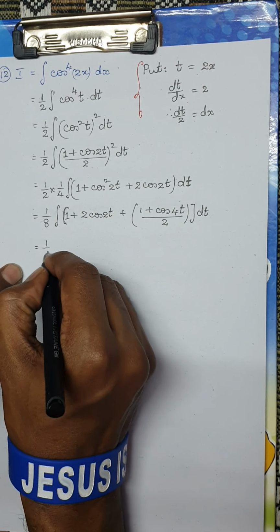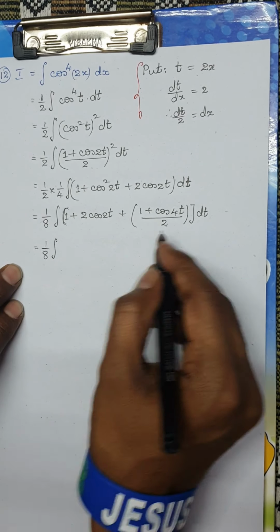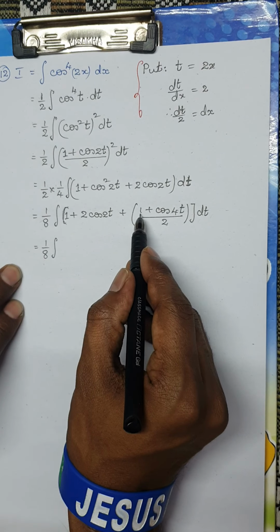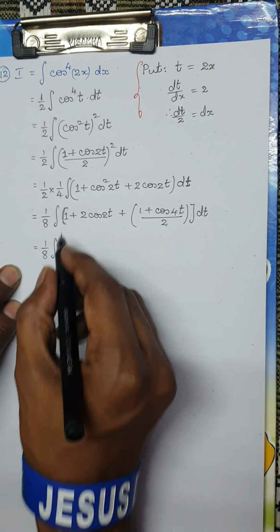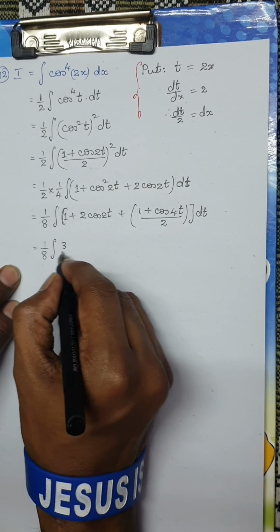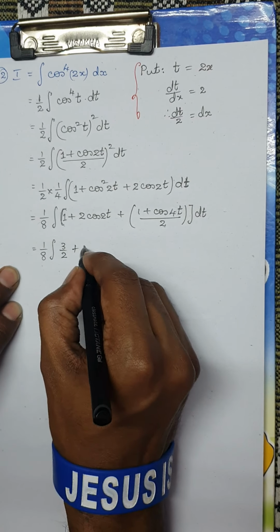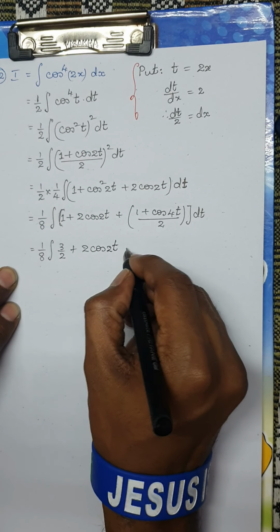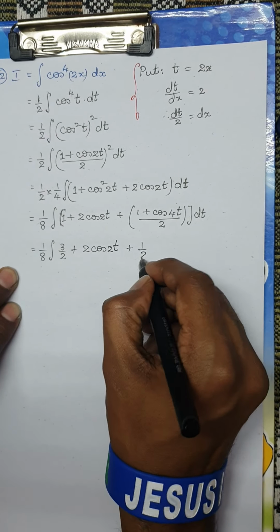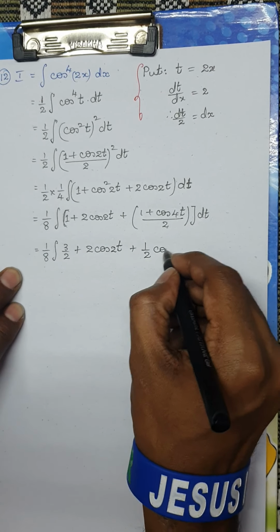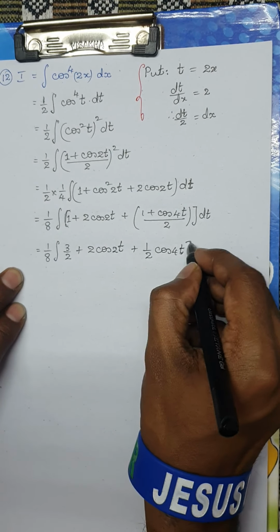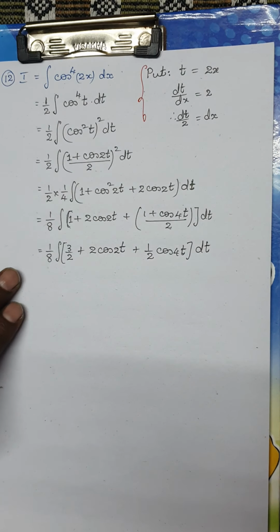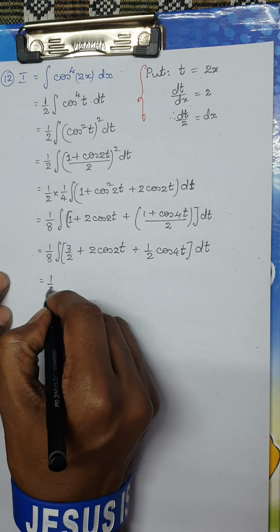This is nothing but 1 by 8 into integral of, now let me write it directly because you know how to do it. If I split the term, I'll get 1 by 2 plus 1. So 1 by 2 plus 1 would be 3 by 2, plus 2 times cos 2t, okay, plus this 2 is divided even for cos 4t. So it is half times cos 4t, integrated with respect to t. Okay, now the procedure will start for integral.